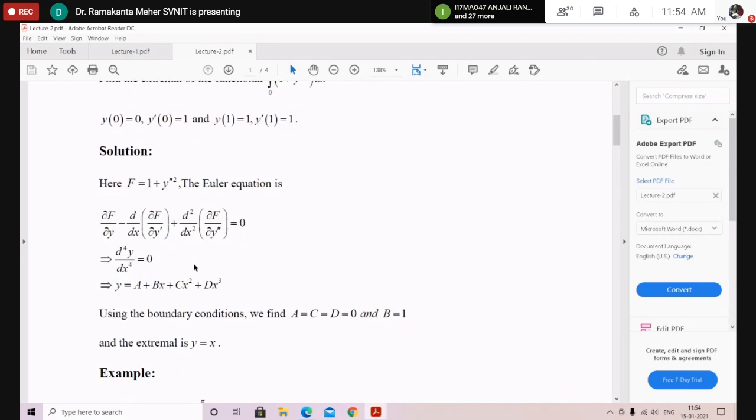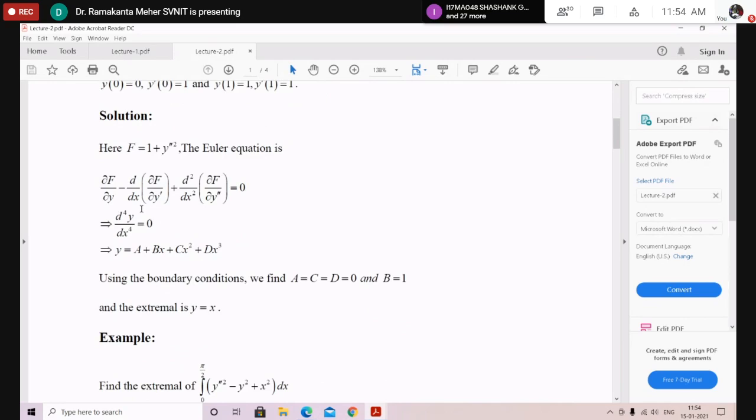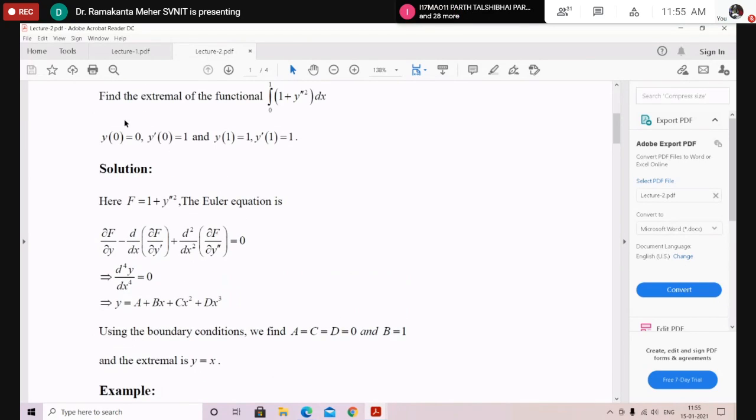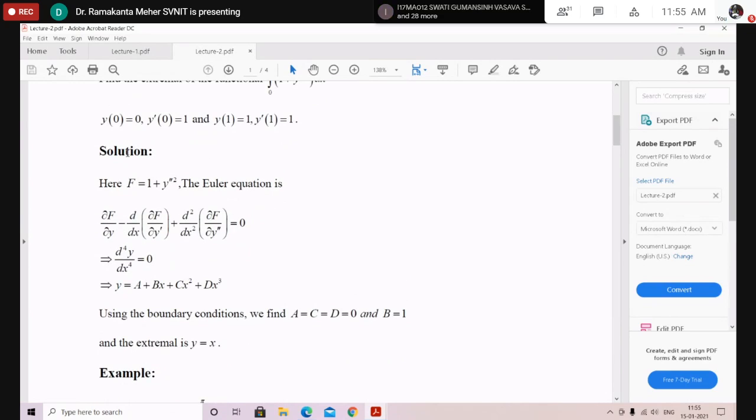If we find the solution of this 4th order differential equation, it becomes y equal to a plus bx plus cx square plus dx cube, or you can write c1 plus c2x plus c3x square plus c4x cube. That means there is a need of four constants in writing the general solution of this fourth order differential equation. Since it contains four arbitrary constants, and we have four conditions here, we can use these conditions for finding the constants associated with the general solution.